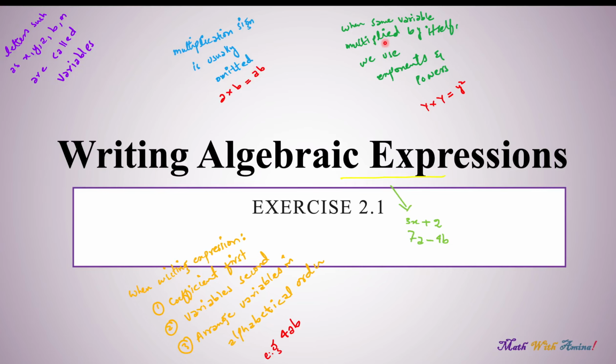When the same variable is multiplied by itself, we use exponents and powers. So y multiplied by y is equal to y squared, which is y raised to the power of 2. So overall, when we write an algebraic expression, we write the coefficient first, which is the number. The variable is written next to the number, just as you can see in here. This 3 is the coefficient and x is the variable.